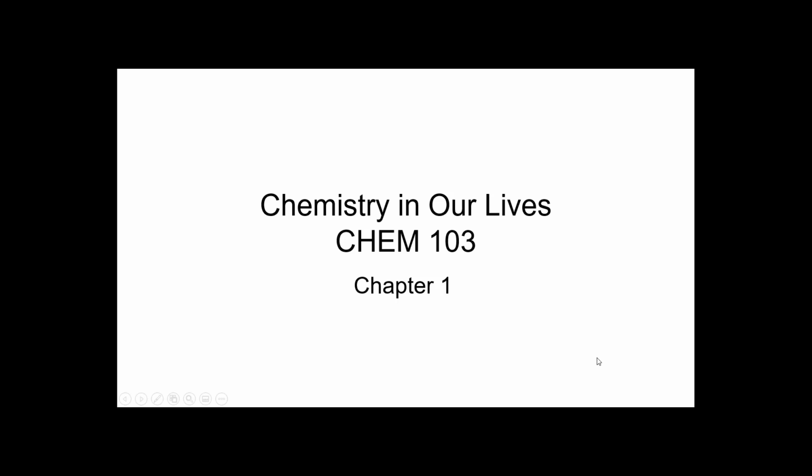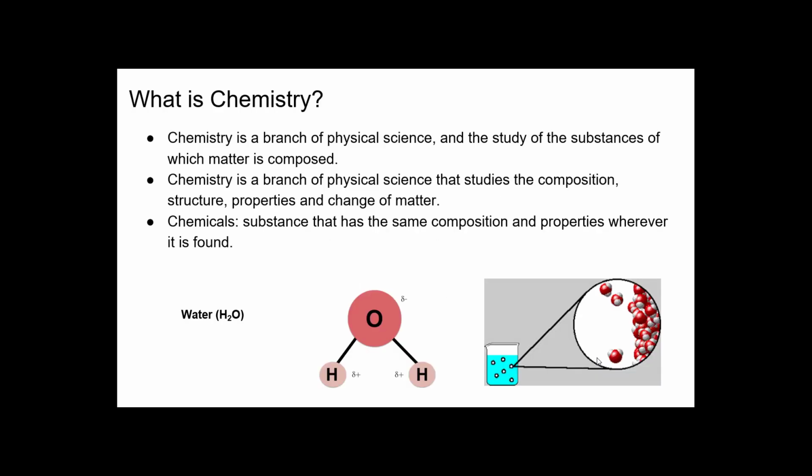Class, this is chapter 1 in Chem 103, and it is chemistry in our lives. So we need to first open up and understand exactly what chemistry is. Chemistry is, in simple terms, the study of matter or substances. What are they composed of? It's a branch of physical science, and it really gets down to studying the composition, structure, properties, and change of matter, which means that we also have to study chemicals.